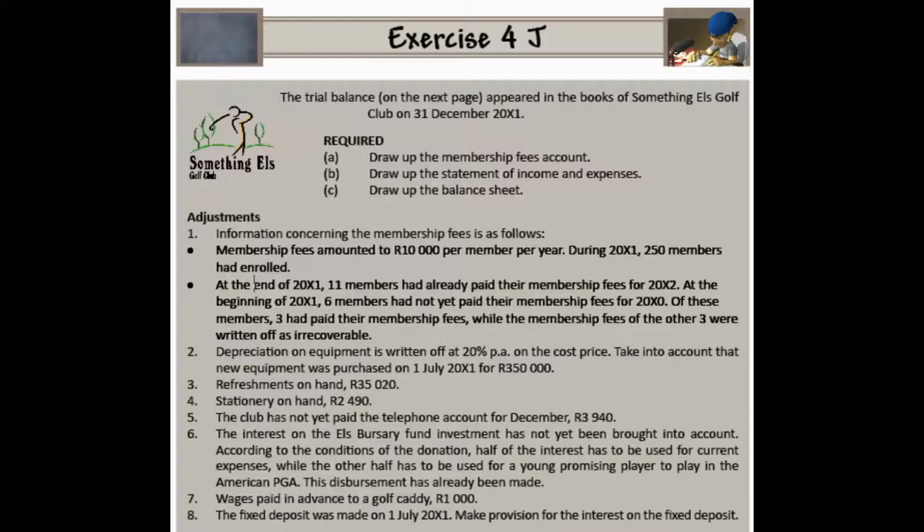Okay, let's carry on with the rest of the adjustments. We start with number 2. Depreciation on equipment is written off at 20% on the cost price. And then they say take into account that new equipment was purchased on the 1st of July for 350,000. In other words, for half of the year.